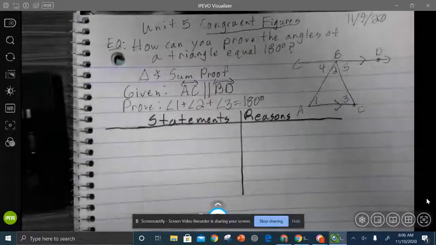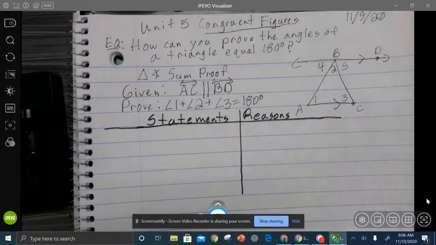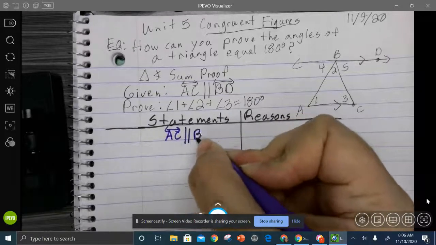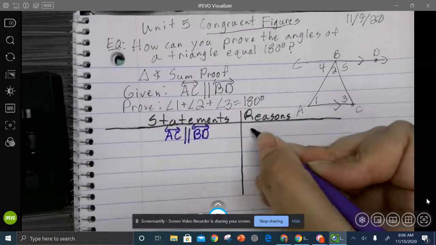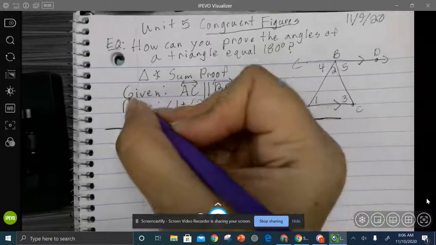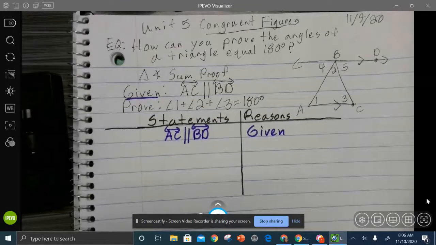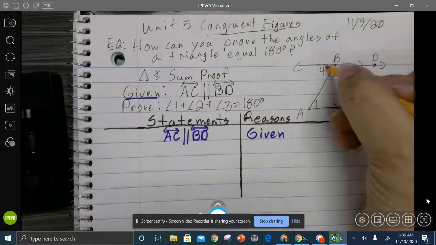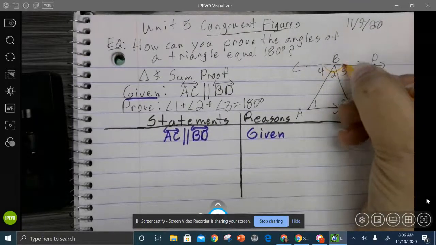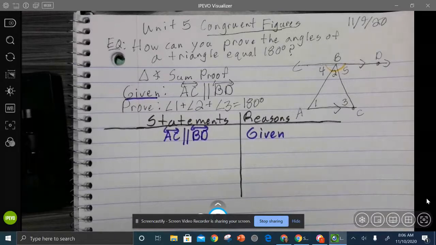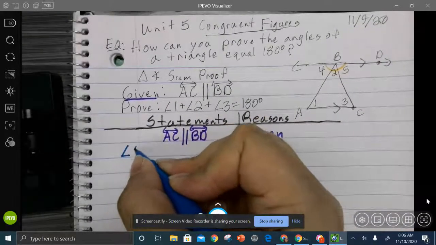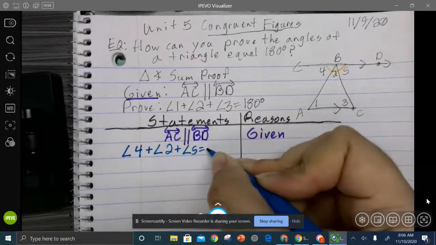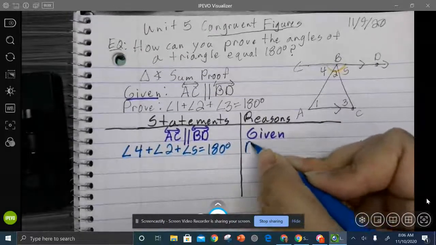Okay, so our first one, of course, we're going to write our given. So AC is parallel to BD. And that's because that's our given, so that's our first one, our given right here. And then we have that angle 4 plus angle 2 plus angle 5 is going to equal 180 degrees. They form a straight line. Okay, so the reason is the definition of a straight line.